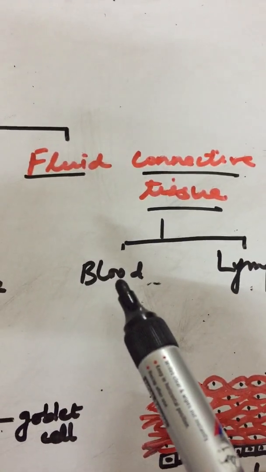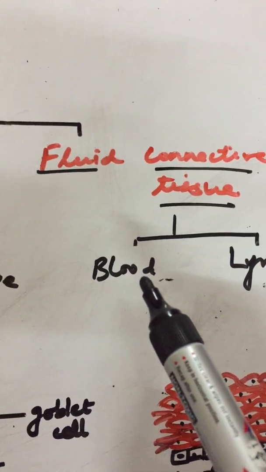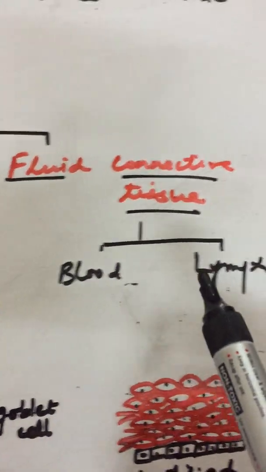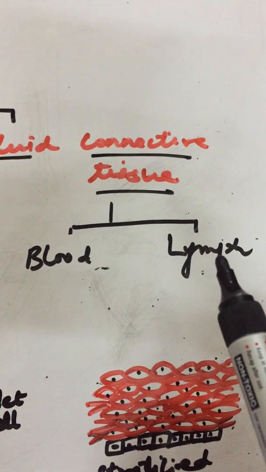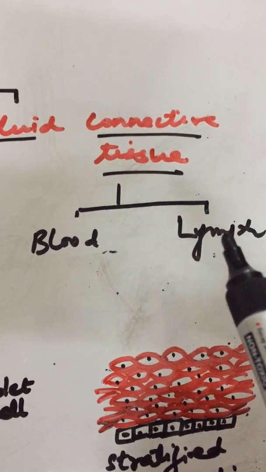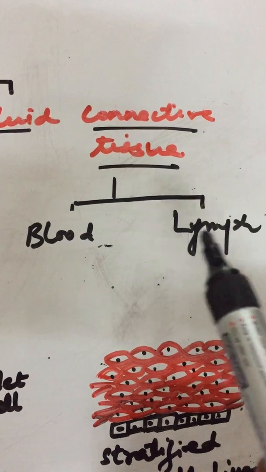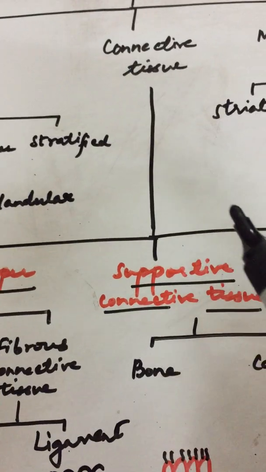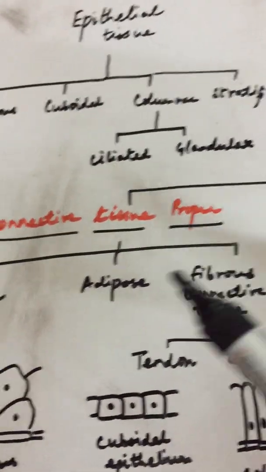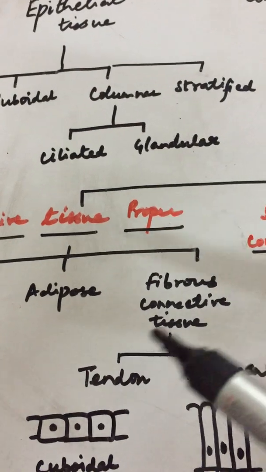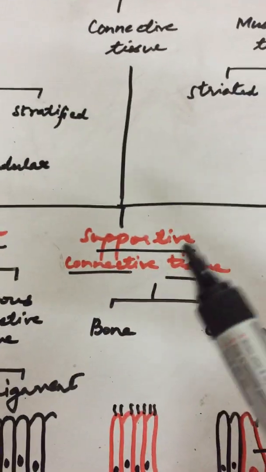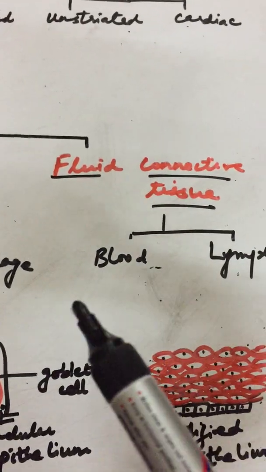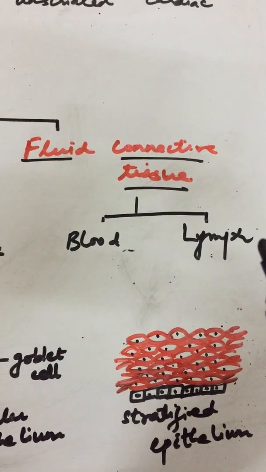Blood, we all know, is red in color, flows in blood vessels, has RBCs, WBCs, platelets and plasma. Whereas lymph is straw in color, does not have RBCs, and it flows through lymph vessels and is also present in the spaces surrounding the cells. So we'll revise about connective tissue, the main types. Connective tissue proper of three kinds: in which fibrous is divided into tendon and ligament. Supportive connective tissue, two types, bone and cartilage. Fluid connective tissue, again two types, blood and lymph.